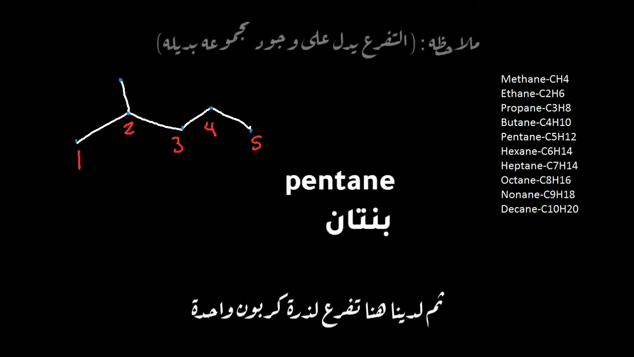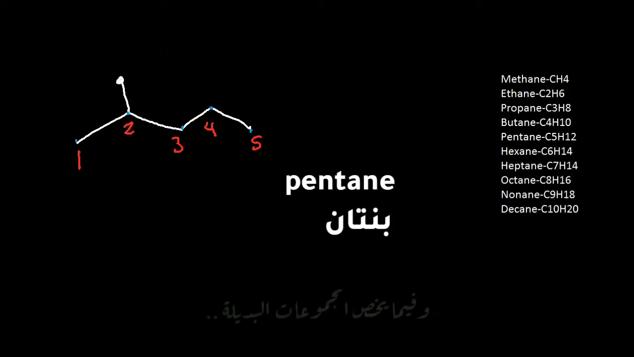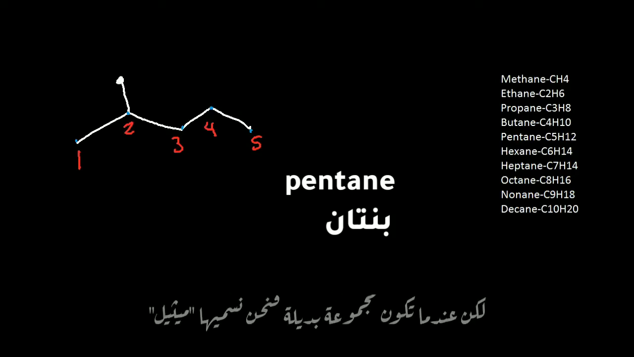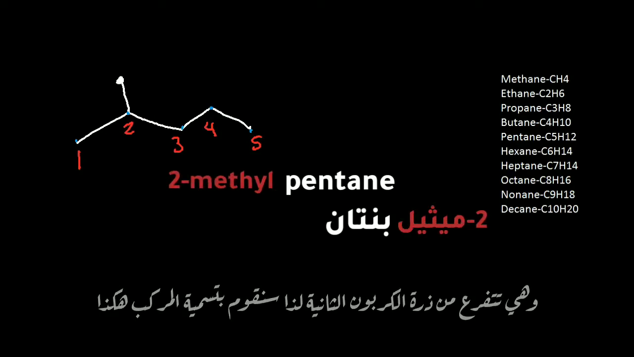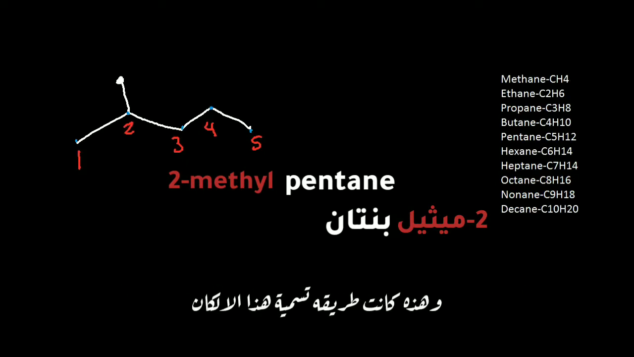Now we have a substituent, which is a carbon atom right here. And as a substituent, one carbon is methane, but as a substituent, we're going to call it methyl. And it's on carbon 2. So we're going to say 2-methylpentane. So that's how you would name this particular alkane.